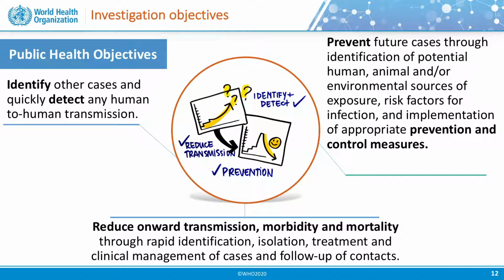There are many public health objectives in conducting investigations. These include to identify other cases and quickly detect any human-to-human transmission; to prevent further cases through the identification of potential human, animal, or environmental sources of infection, exposures, and risk factors for infection, and the implementation of appropriate prevention and control measures; and also to reduce onward transmissibility and reduce morbidity and mortality through rapid identification, isolation, treatment, and clinical management of cases and the follow-up of contacts.